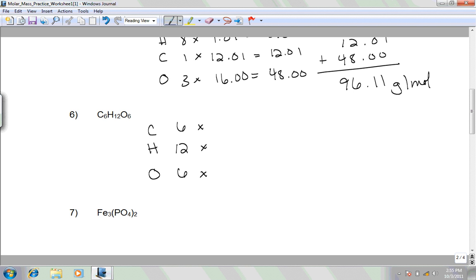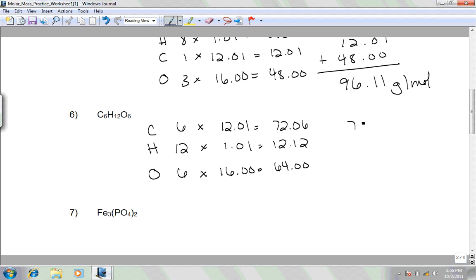If we look on the periodic table, we find carbon's atomic mass is 12.01. Hydrogen's atomic mass is 1.01, and oxygen's atomic mass is 16.00. So for carbon, we're going to do 6 times 12.01, which comes out to be 72.06. Hydrogen is 12 times 1.01, so that's going to be 12.12. And then oxygen is 6 times 16, which comes out to be 64.